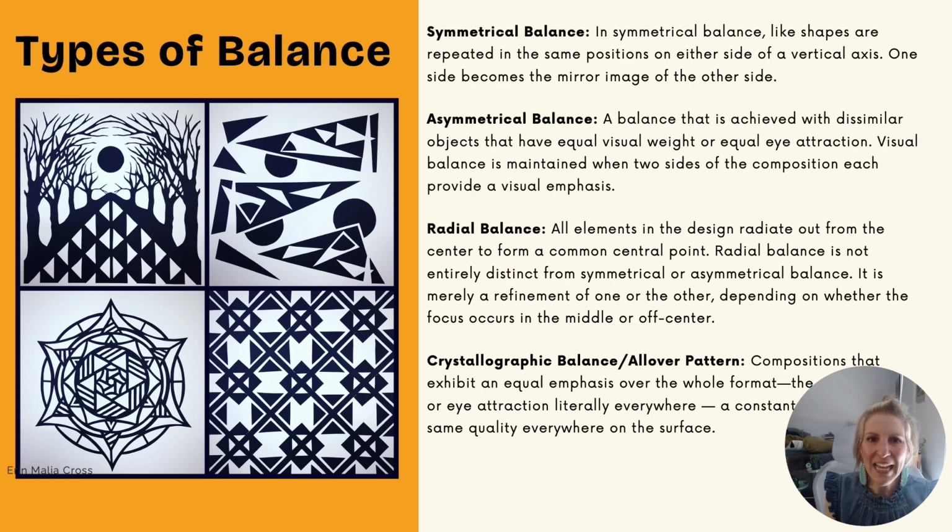And then we have crystallographic balance or all-over patterning. And this is when compositions exhibit an equal emphasis over the whole format, right? There's no one specific focal point. The same weight or eye attraction is spread everywhere throughout the composition. A constant repetition of the same quality is everywhere on the surface. That's your bottom right. We see this in wallpaper. We see this used in a lot of different advertisements, right? It's creating this surface texture of consistent visual weight throughout the composition.